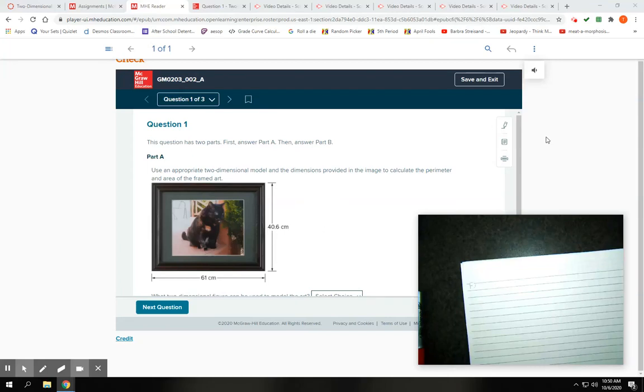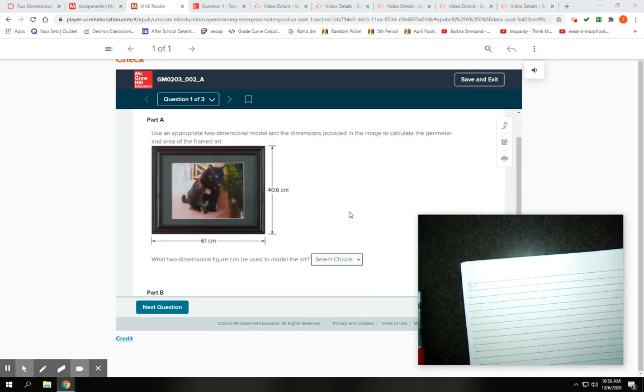Okay, so the first one here says use an appropriate two-dimensional model and the dimensions provided in the image to calculate the perimeter and area of the framed art. Because these two sides are not the same, I would say that this is probably a rectangle. That's what I would go with.